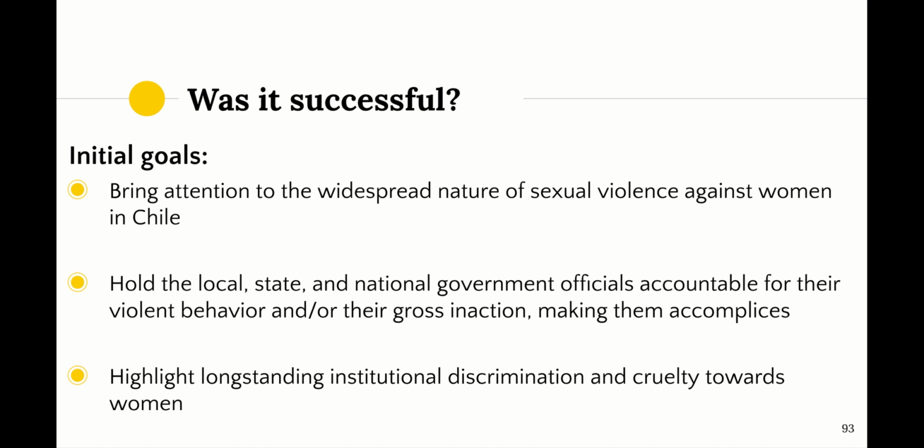It makes them complicit or agreeing with the behavior of those committing acts of violence. And I really do think that they wanted to bring to light, to highlight the long-standing issues of institutional discrimination, the fact that women get paid so much less than men, the fact that women, under Pinochet and even now, are believed that their place belongs in the home, and cruelty towards women. They wanted to bring that to light to show that this is not a new issue in this country.